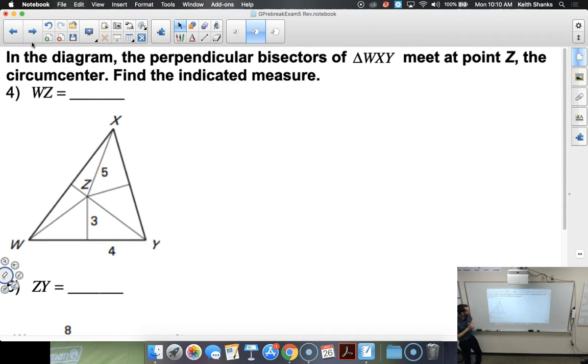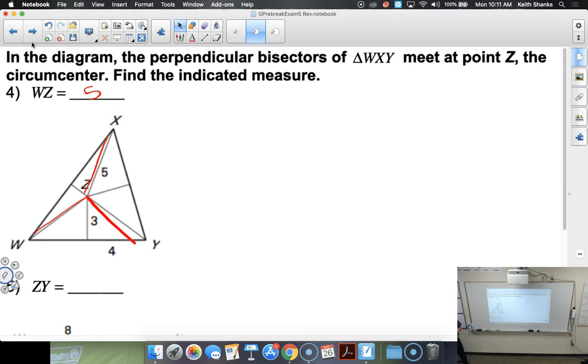All right. In this one, perpendicular bisector. The perpendicular bisectors point me at Z. It says the circumcenter, so Z is the circumcenter. Find the indicated measure. So WZ. They want this piece right here, which is the same as this one right here, which is the same as this one right here. Therefore, the answer is 5.